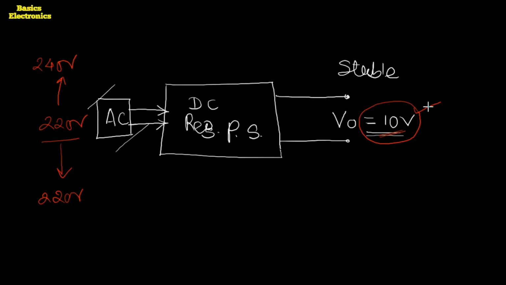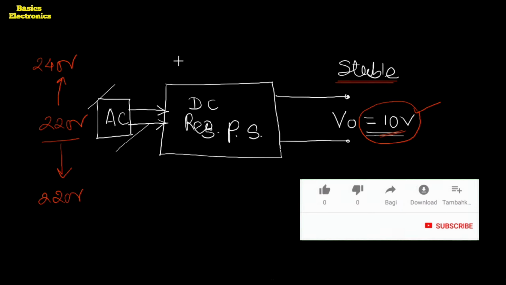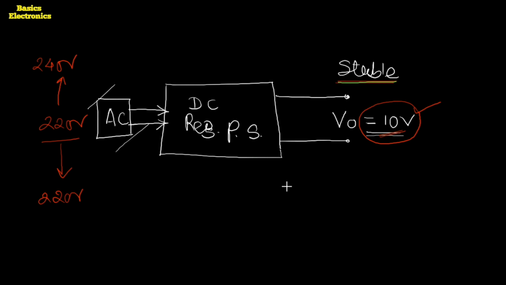What's happening here? The AC voltage is going to change, but the DC voltage remains the same. So that's why this power supply is called a regulated power supply, or we can say a stabilized power supply. Its output stays stable even if the input AC mains supply changes.